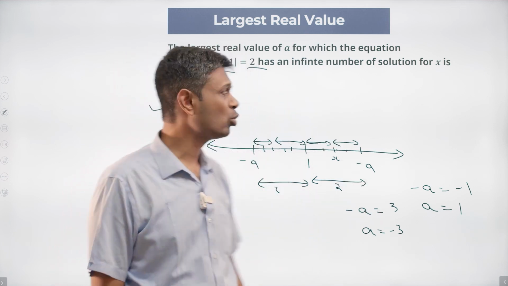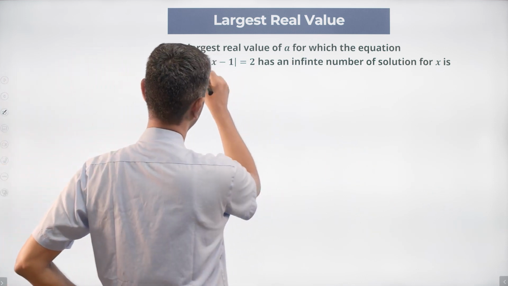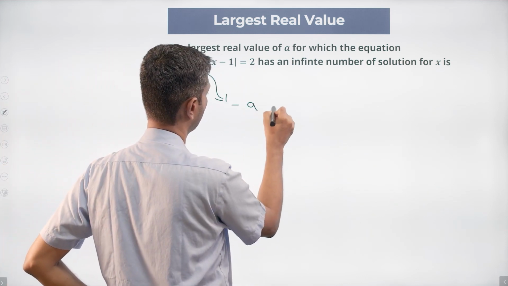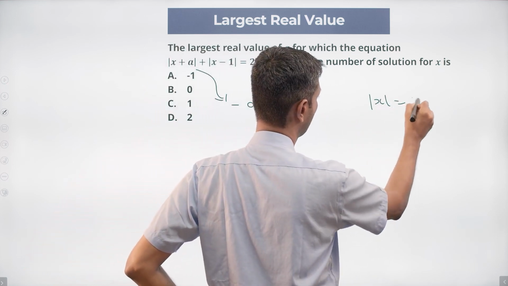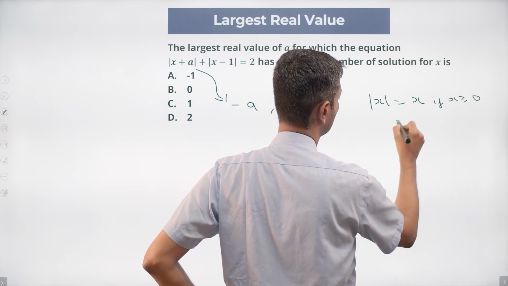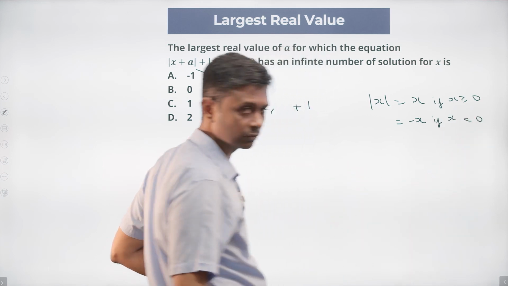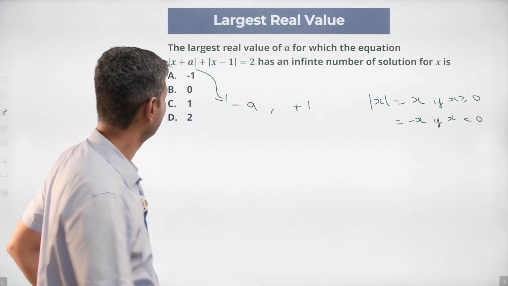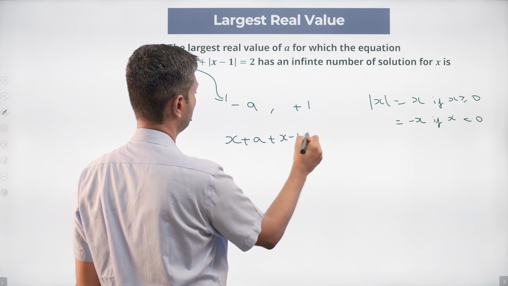And so the more algebraic way of doing it, saying I denote the turning points as minus a and plus 1. We know that mod x equal to x if x is greater than or equal to 0, and minus x if x is less than 0. We're basically saying, I can say this x plus a plus x minus 1 equal to 2.